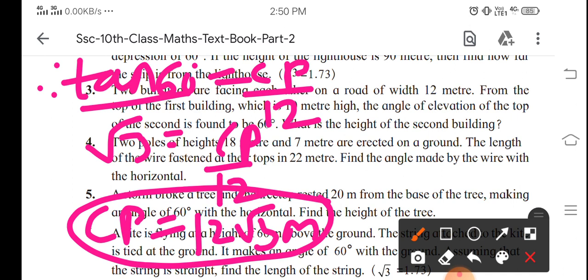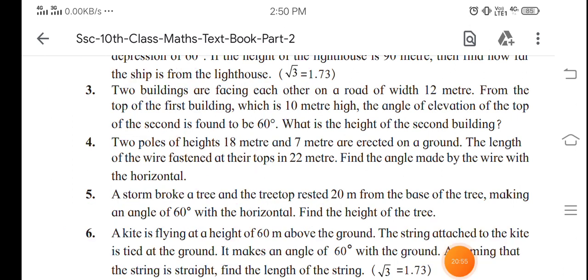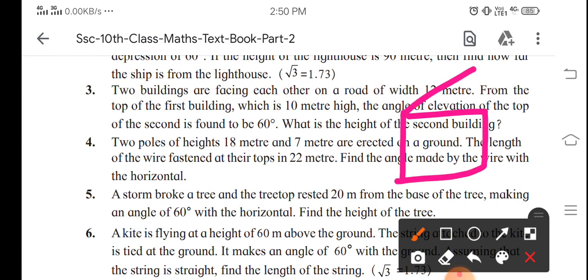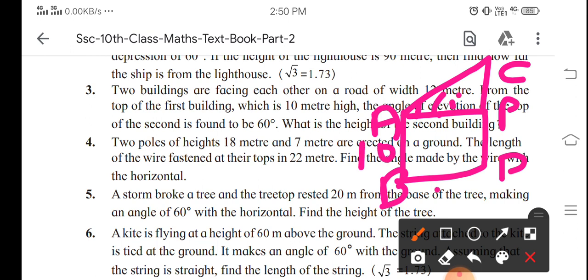Now we have to find the value of CD also. I'm drawing the diagram again. The diagram is like this: C, P, D, B, A, and this is 60 degrees. This is 10, this is 12, and this is 10. We have to find this CD, the second building. We got the value of CP and we have PD, so we are just going to add these numbers.